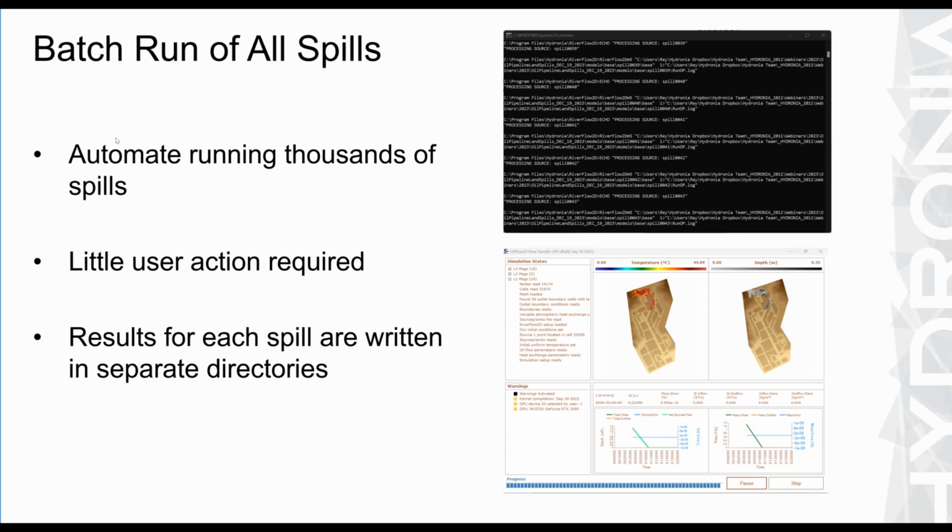So once we have that, then we can start the batch run for all spills. And this batch run process is the one that will automate the running of thousands of spills. It requires little user interaction, as we will show, and the results of each spill are written in separate directories. So the model organizes everything in different directories. Each will represent a single spill.